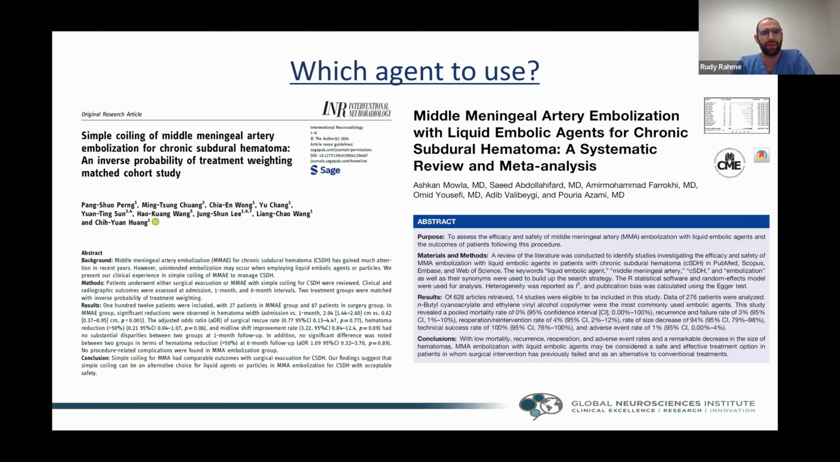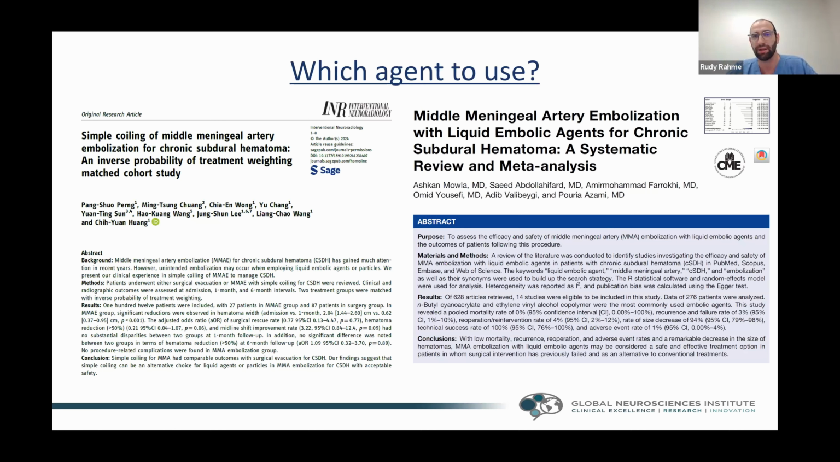So which agent to use? There are very few trials or studies or papers that compared one agent to another. What we have is a collection of trials or, again, papers that used a specific agent and reported results. And right now, based on what we have, there is not a clear-cut winner. I'm showing here a paper from 2024. On the left, they used only coils. They coiled the MMA, and they had great results.